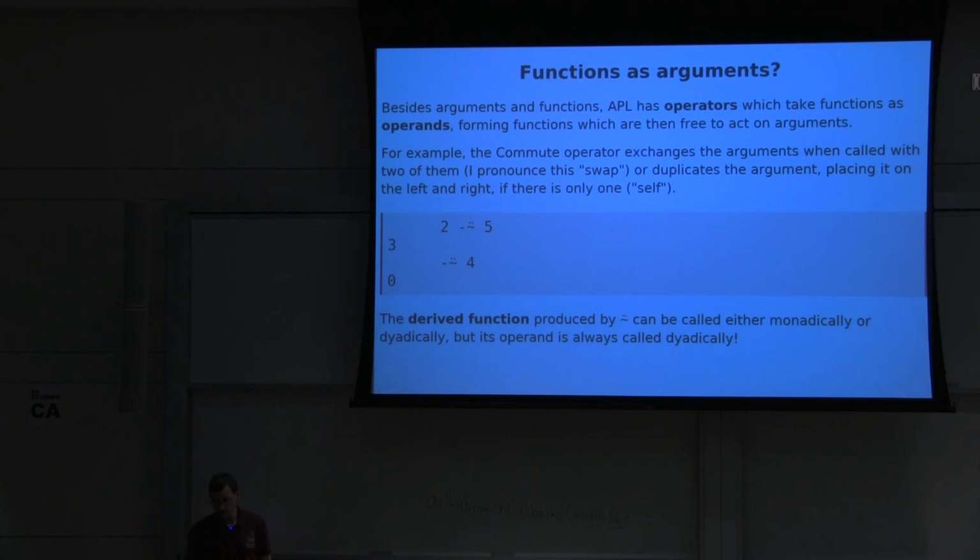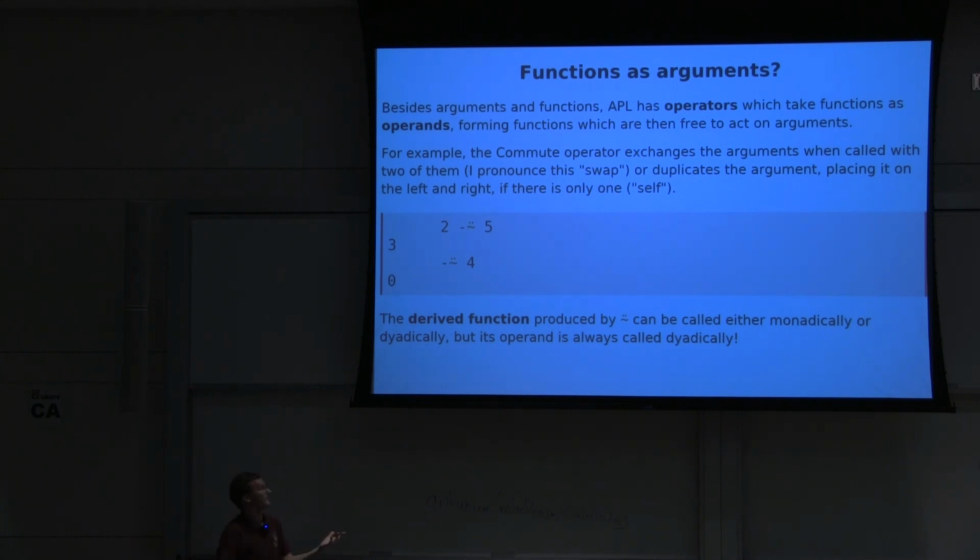So on the other hand, the operator itself determines how many operands it can take. But once you've applied that, you get a function, a derived function. And then that, like any other function, can be called monadically or dyadically. Sometimes it will give you a domain error if it doesn't want to be called monadically or dyadically. But as a matter of syntax, you can always do so.